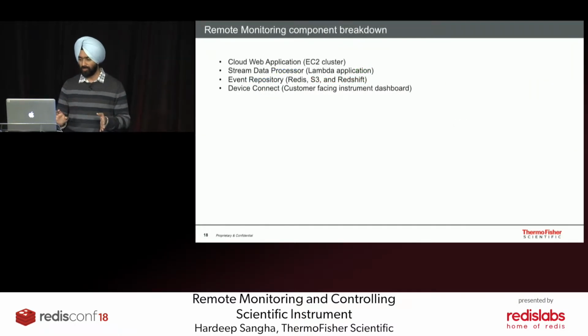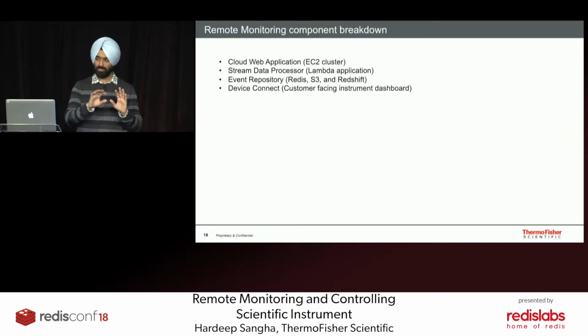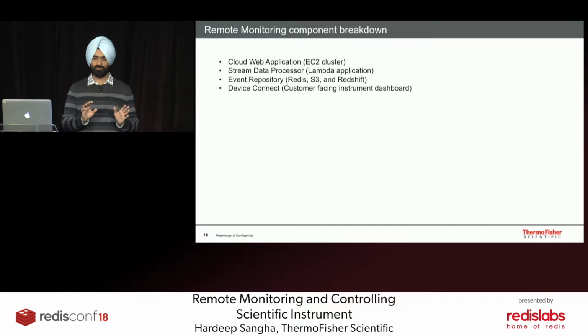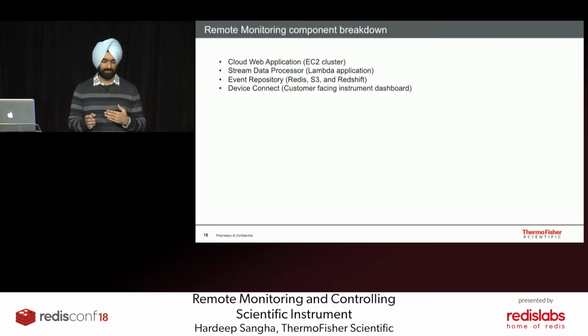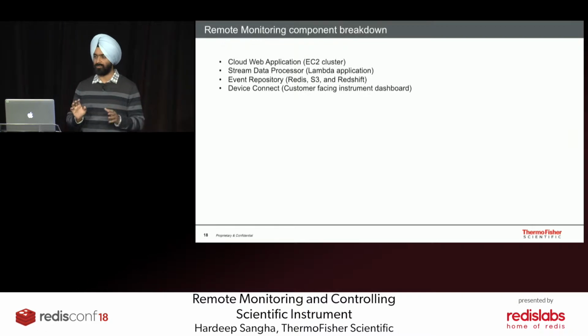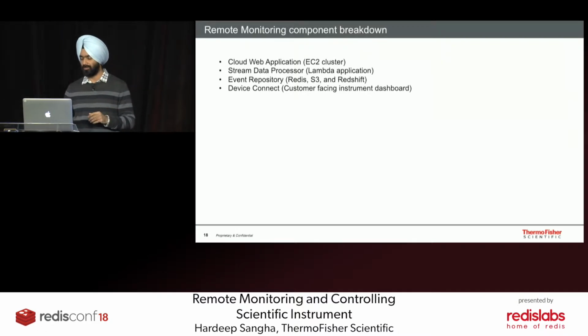Okay, so at a high level, what do we have? We have a cloud web application. This is based off of EC2. This is the part that consumes the data and shows it inside your browser. We have an application that is responsible for ingesting the data. That's your Lambda processor. And then we have an event repository, right? So eventually some data will sit in Redis, everything that's real time. Some of our analyzed files will go to S3, and then we'll have some data we want to do some sort of ML or dashboarding using Jasper on, which will be inside Redshift. Device Connect is another one of our internal applications that shows the state of your instrument and so forth.